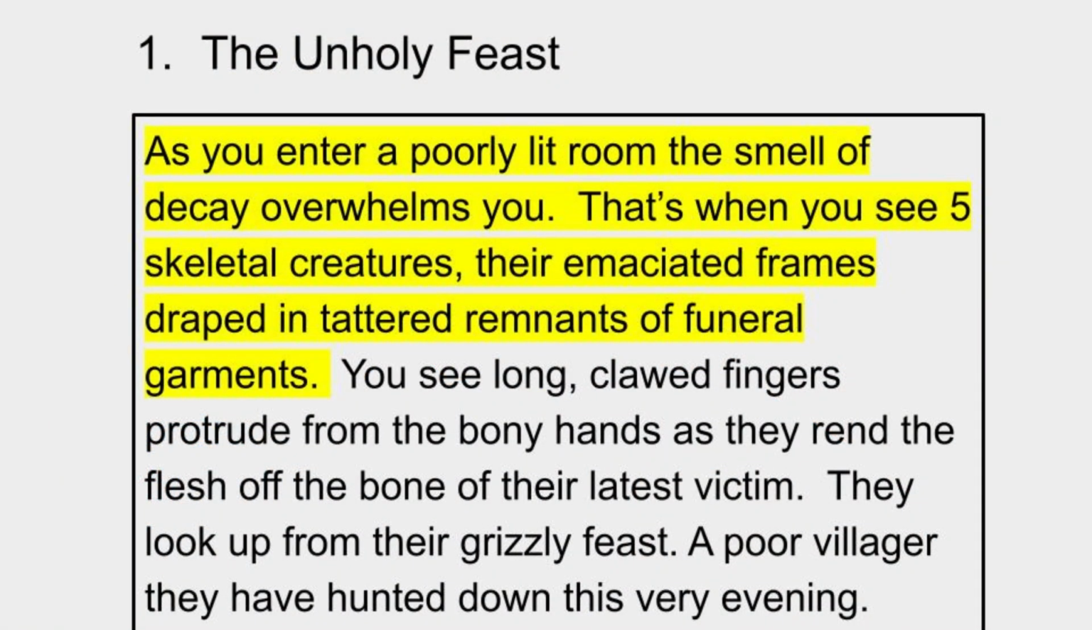As I've mentioned in other videos, info dumps are really boring, so you don't want to go down that path. So focus on the visual. Describe what the players see when they enter the room. I did this at the beginning of the video when I said, as you enter the poorly lit room, you see 5 skeletal creatures, their emaciated frames draped in tattered remnants of funeral garments.